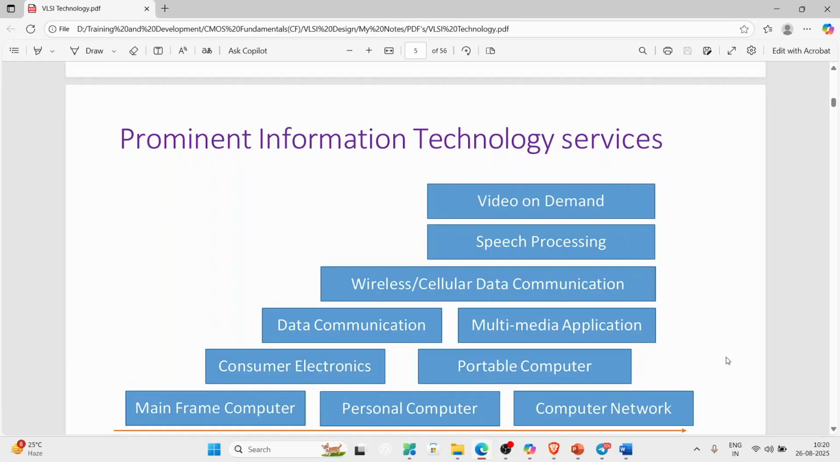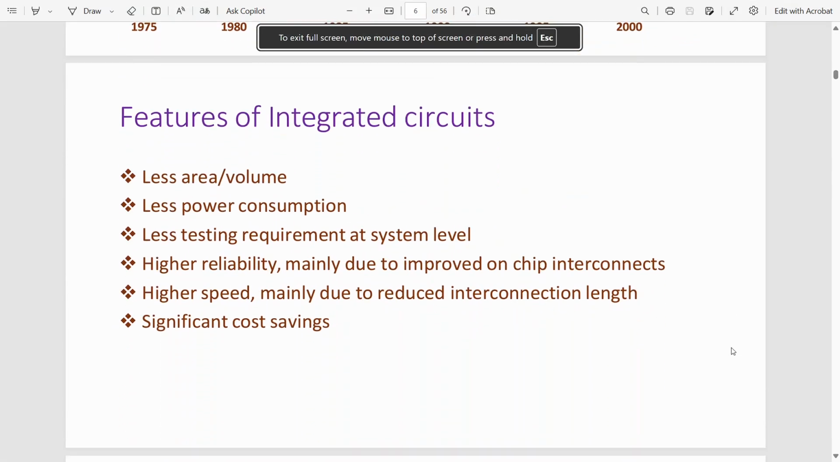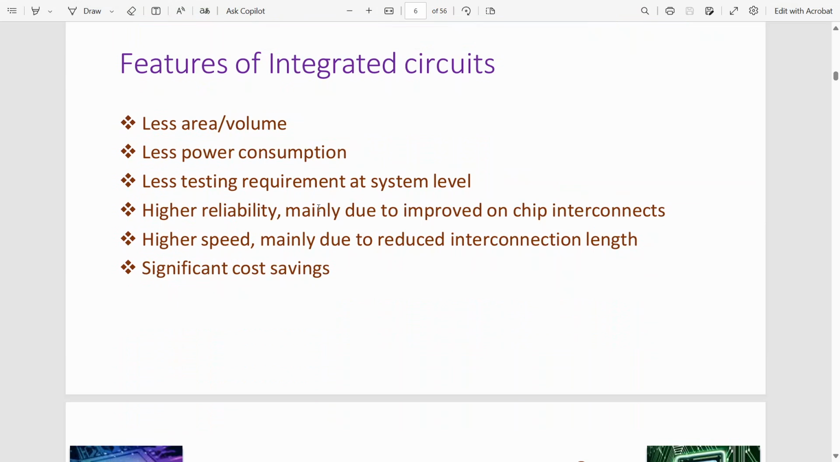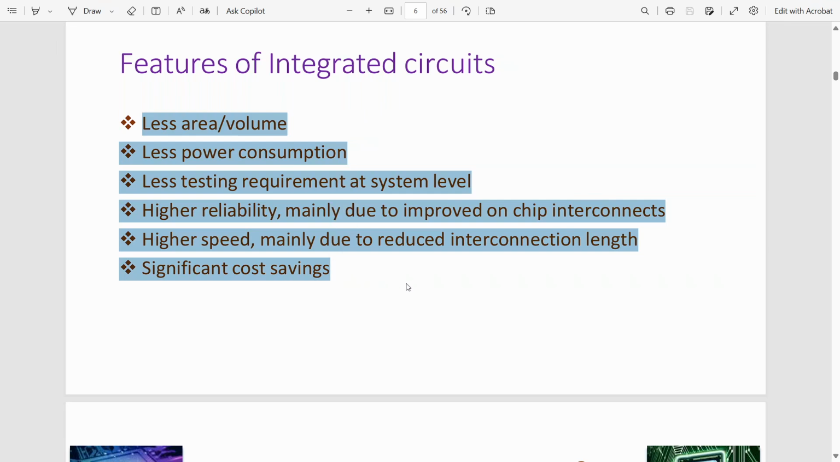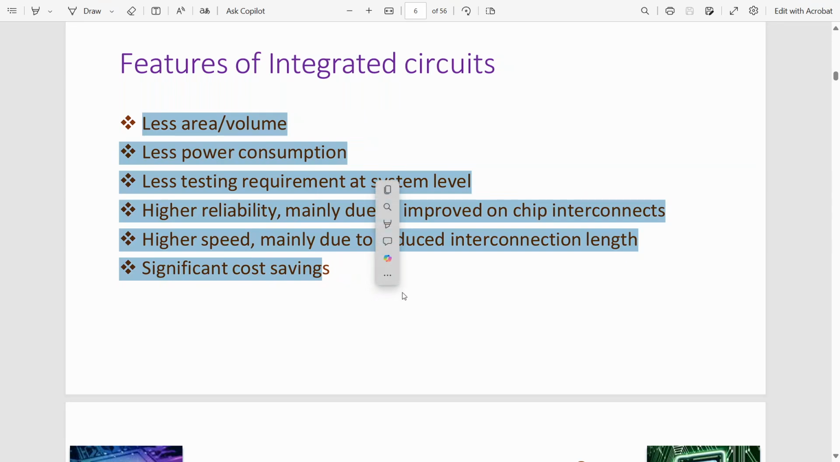So these are the prominent information technology services. And next, the features of an integrated circuit: less area or volume, less power consumption, less testing requirement at system level, higher reliability mainly due to improved on-chip interconnects, higher speed mainly due to reduced interconnect length, and significant cost saving. If you take any integrated circuit, that IC should satisfy all these features.